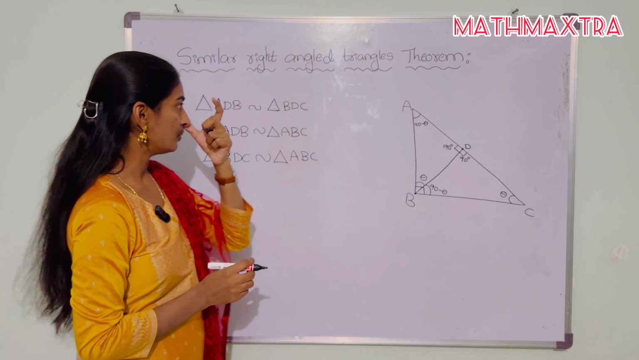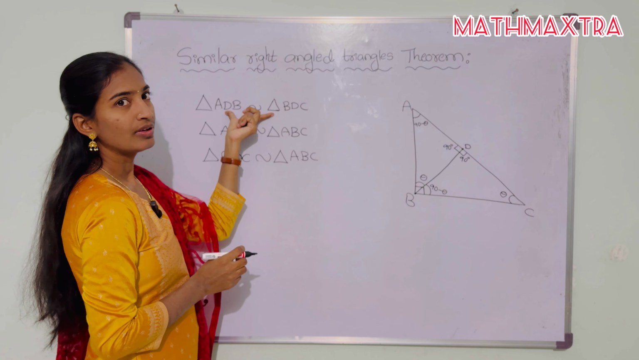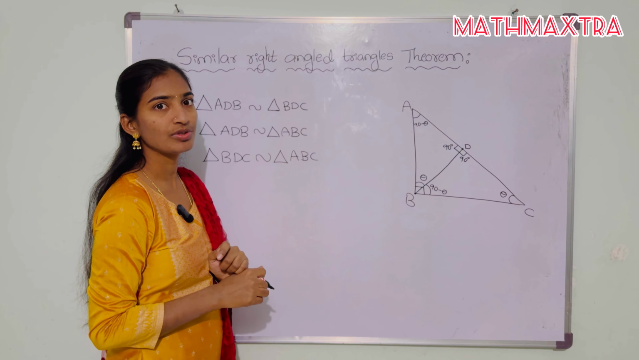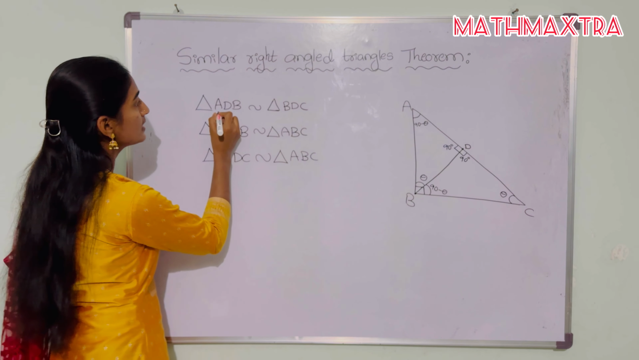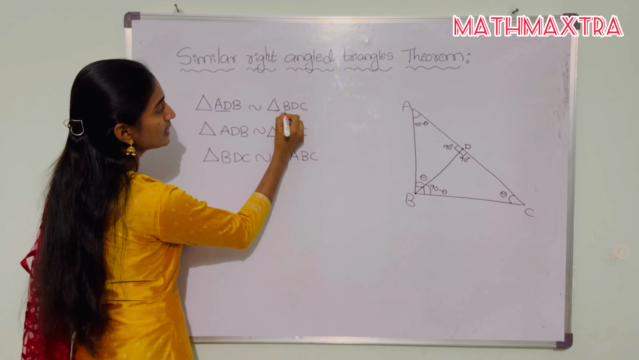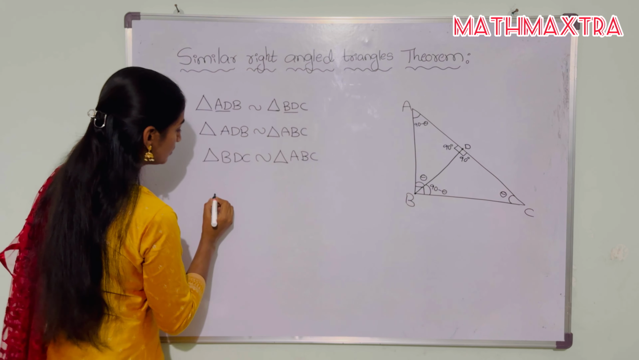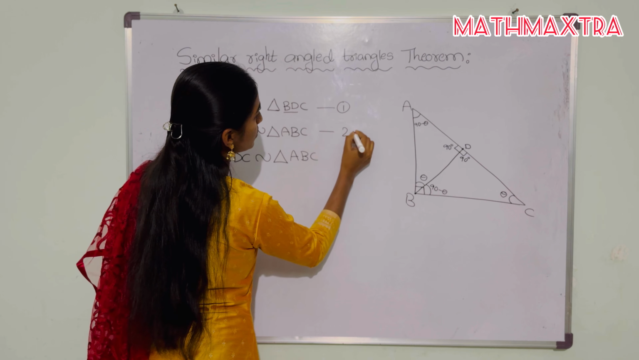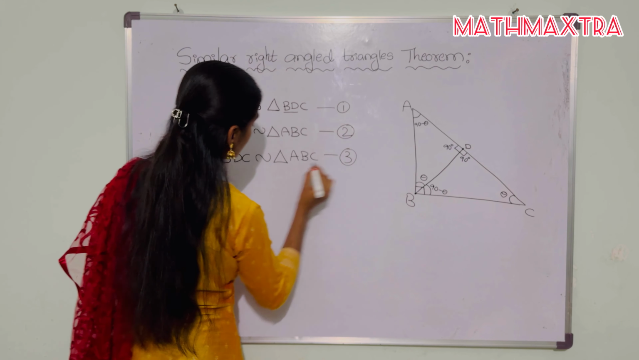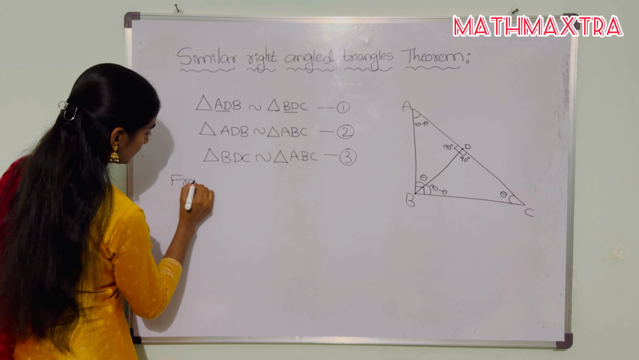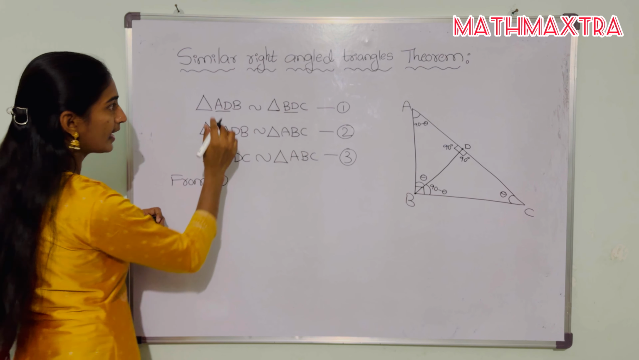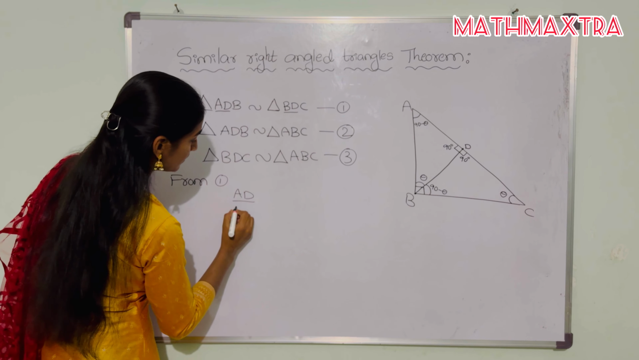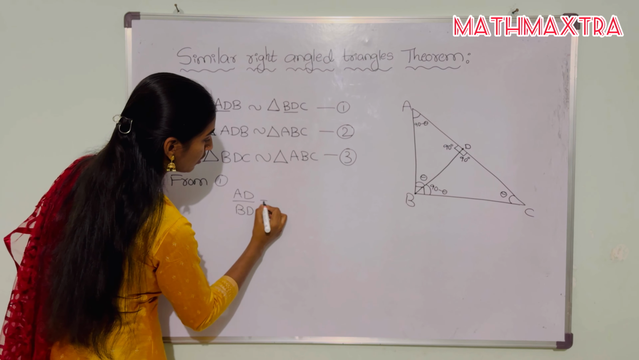Yes. Now, these two are similar triangles. We know if two triangles are similar, the sides are always proportional. Now we write the relation. What is the side AD proportional to? BD, right? So what is the relation? So this is 1 and this is 2 and this is 3. Okay. So from 1 we can write AD by BD. So you observe the sequence of how to write.